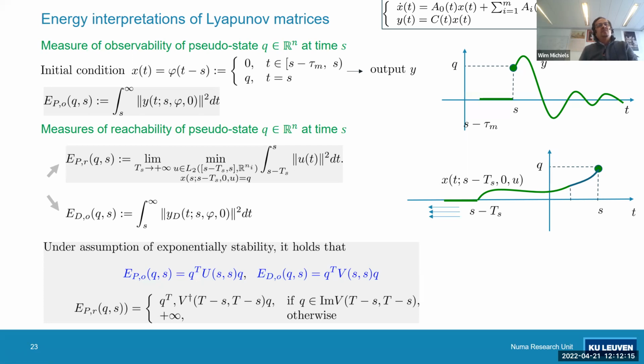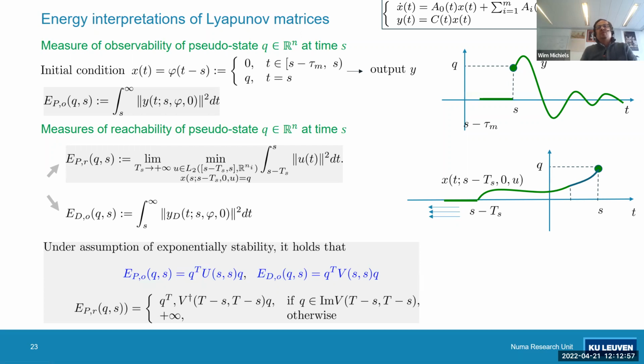I define a measure for observability of a pseudo state. So how well is that state connected to the output? I define the following. I take my pseudo state Q, I extend it with 0 in the tail, and then we look at the corresponding output and the energy in the output. So if this quantity E_PO is high, that means such an initial condition determined by Q is highly visible in the output.